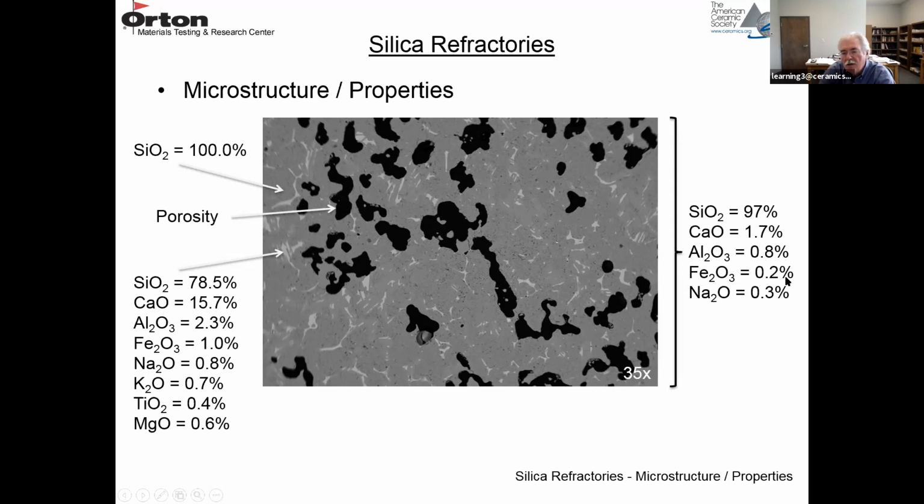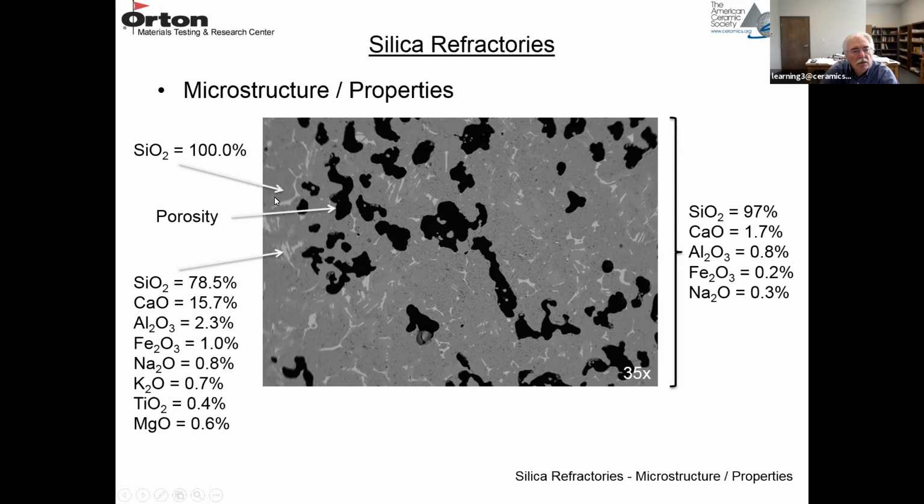0.8% Al2O3, 0.2%, 0.3% Na2O. Keep in mind, this is a small area. It's not a bulk chemistry, it's a chemistry of this section. The overall chemistry of what we're looking at here at 35X.